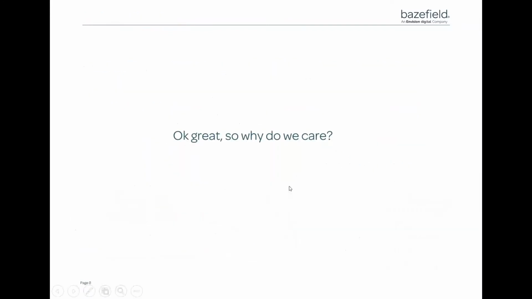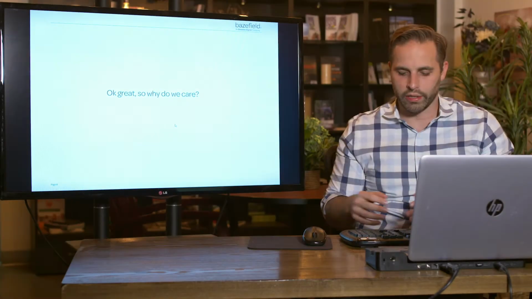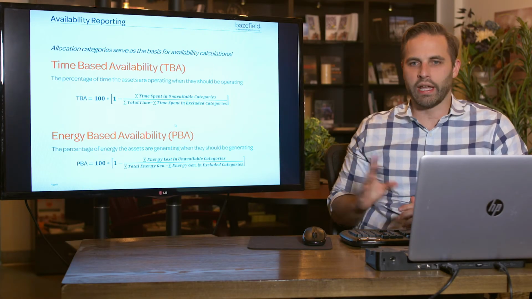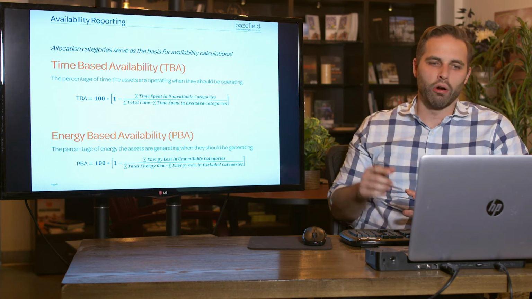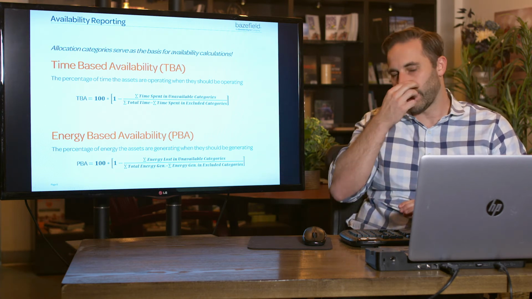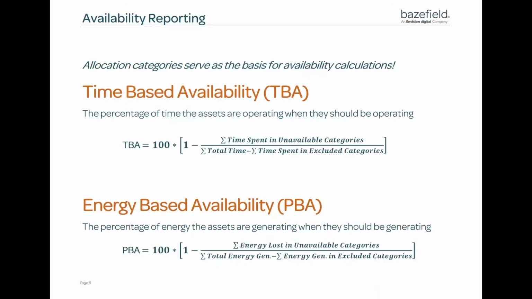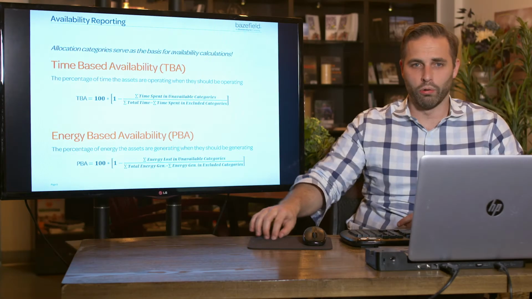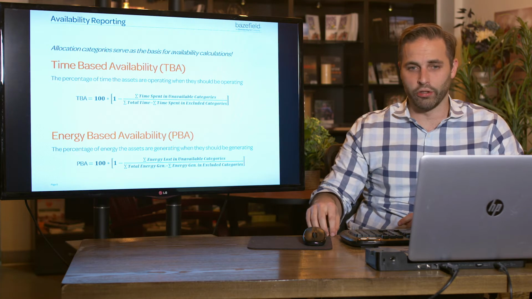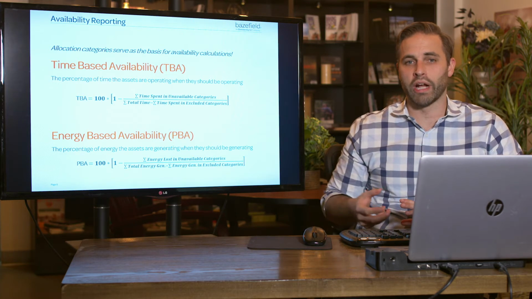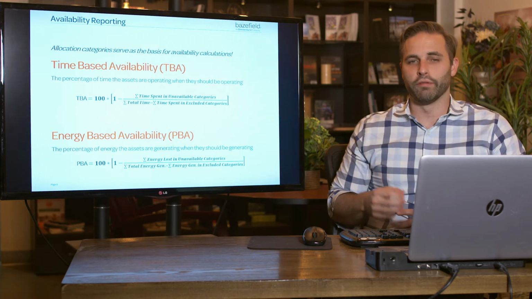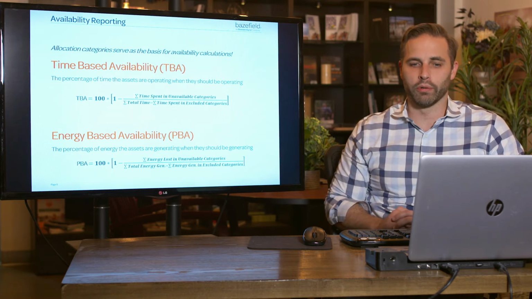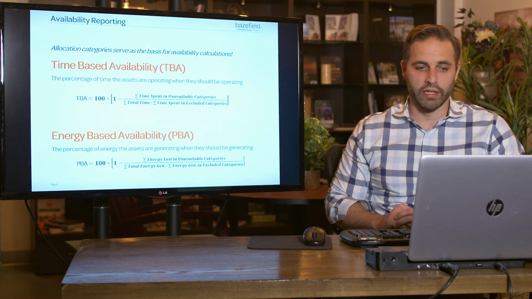So we've gone over this. This is all great, but why do we care? Well, we care because allocations and allocation categories are the basis for any availability calculation. And the availability calculation is pretty much intrinsic to any contract that you sign, either as an operator providing a service for an owner, or as an owner whose operators have given you contractual guarantees on availability. It's very specific how those availability numbers need to be calculated.